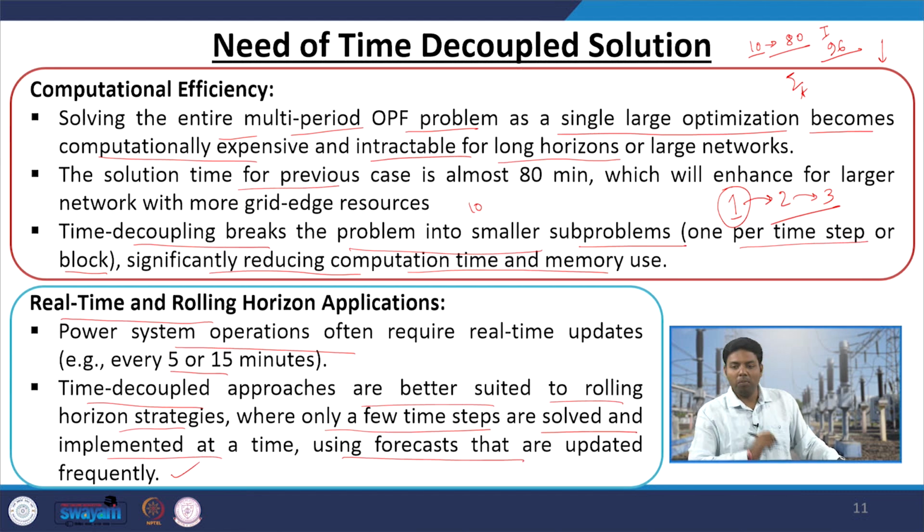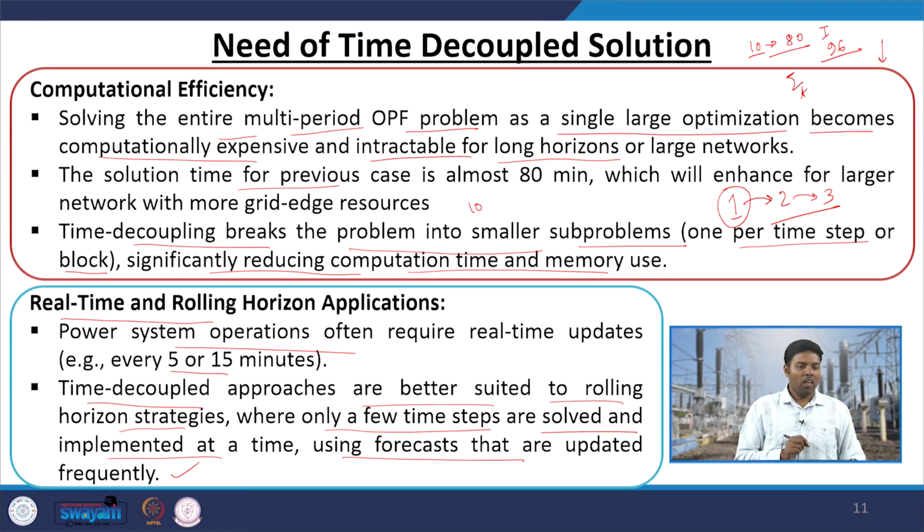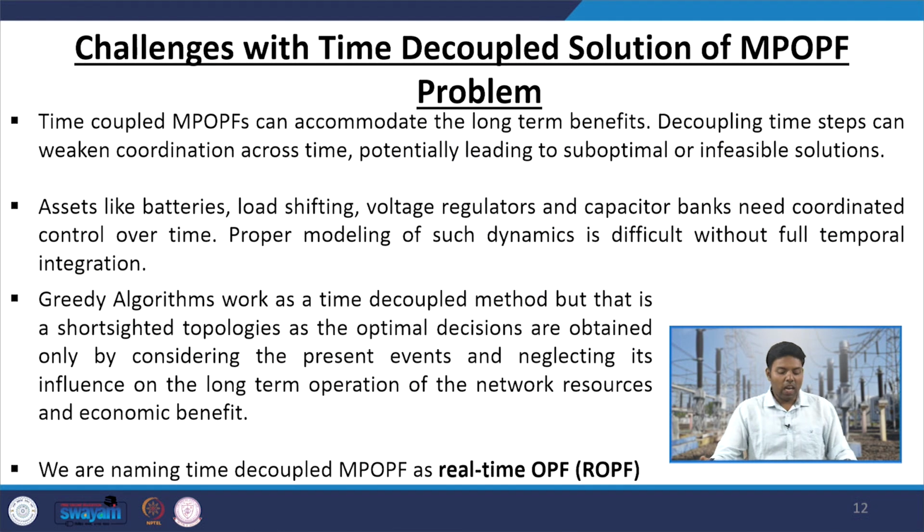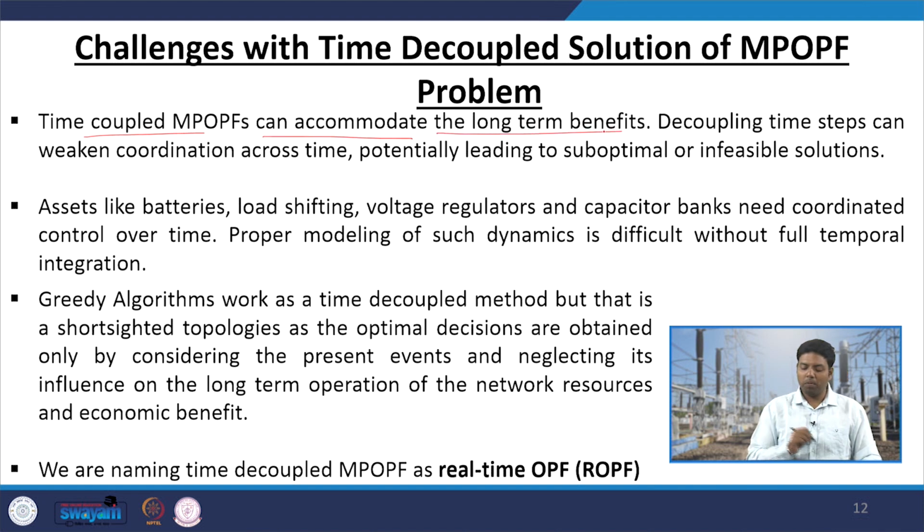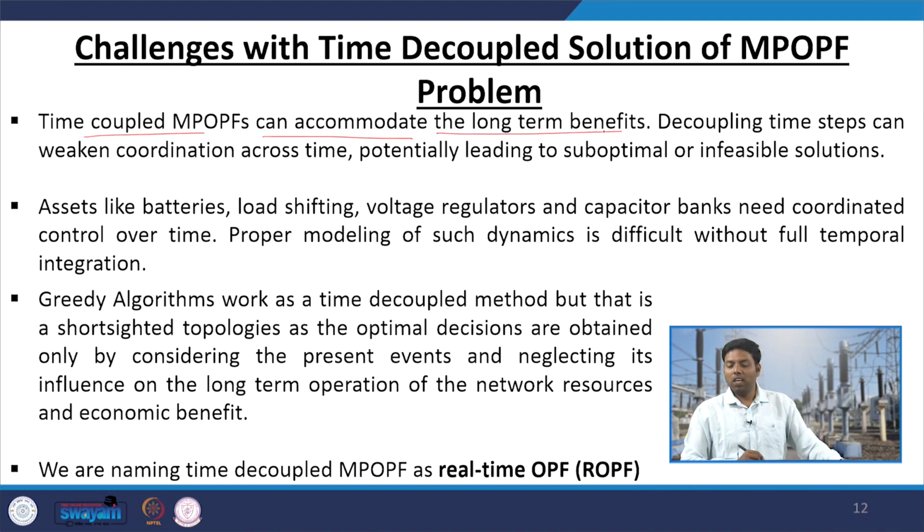But you have to keep in mind that whatever real time solution you are solving for each time step has to take care of your long term benefit. That means your total time coupled benefit. If it does not, then it is just a greedy algorithm. Okay? So, challenges with this time coupled solution. First, time coupled MPOPF can accommodate the long term benefit that I have told. That is the advantageous attribute of your time coupled OPF formulation.